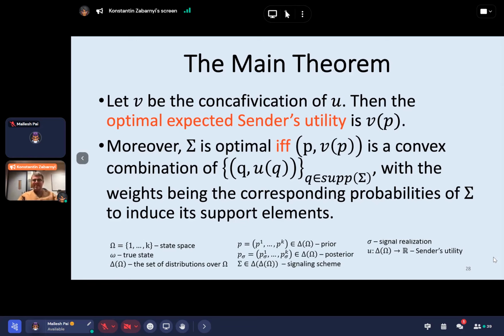And moreover, there is a one-to-one correspondence between all the optimal signaling schemes and all the ways to represent the point on the graph of the concavification of the indirect sender's utility corresponding to the prior as convex combinations of some points on the graph of U, where the elements of the graph of U participating in the convex combination would be exactly the support elements of the optimal signaling schemes, and the weights in this convex combination would be exactly the probabilities to induce these support elements.